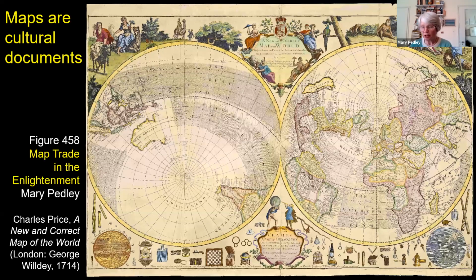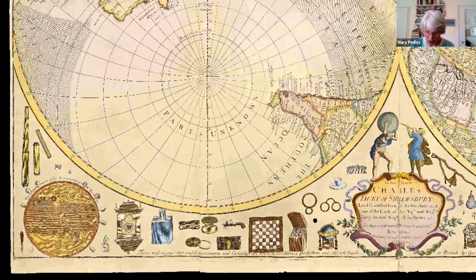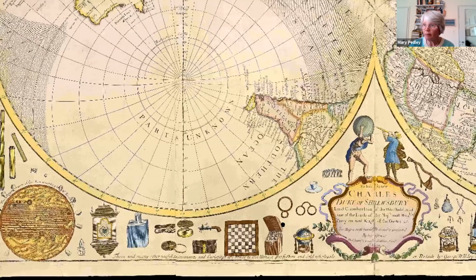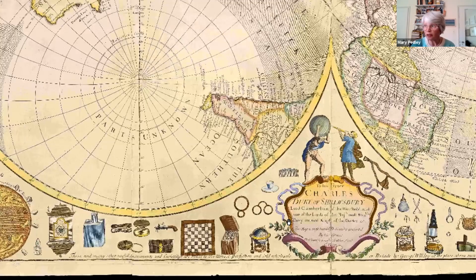But in addition, it's not only a map of the world, it's also an advertisement for a shop. If you look at the bottom of the map, you can see a great variety of things that are sold at George Wilde's store near St. Paul's Cathedral. Everything from spectacles and teacups and combs to firearms, to checkerboards, to globes, to lanterns.